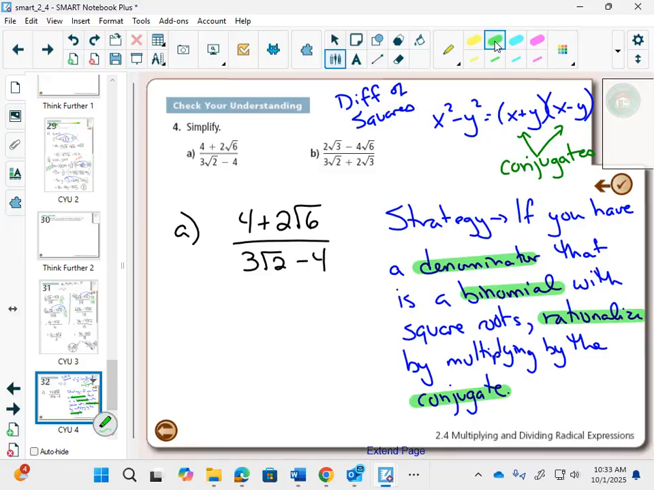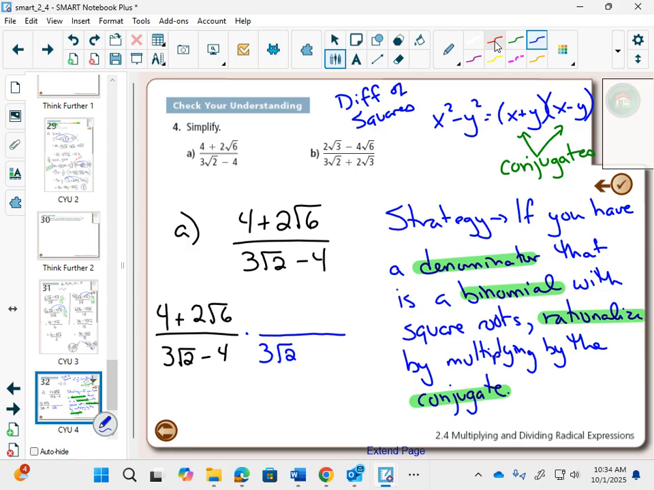Because there are so many key math words in this strategy, this is the number one thing in this unit people forget how to do. Because they don't know the math words, it's very hard to remember the strategy. So learning the definitions helps us remember how to do things. So what does that mean for our question? Well, if I had 4 plus 2 root 6, and I have a denominator that has a binomial and there's square roots involved, then I need to multiply by the exact same thing, but the conjugate means it's the opposite sign. Very important that it's the opposite sign.